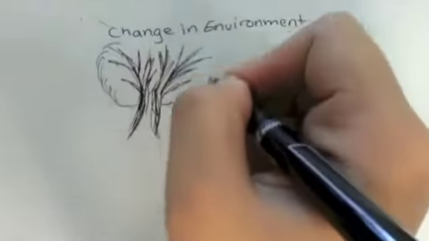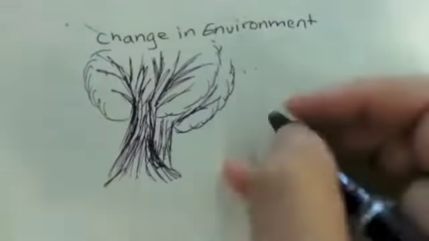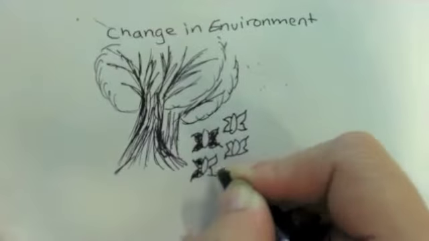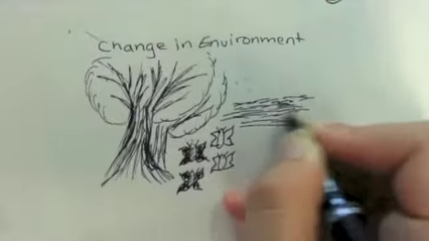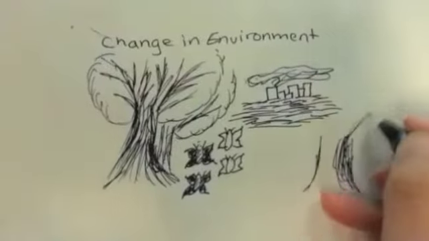Take peppered moths, for example. If their homes were to suddenly become polluted, the darker colored moths would be more likely to outlive the light colored moths because they could camouflage more easily in their environment and hide from their predators better than the light moths can.